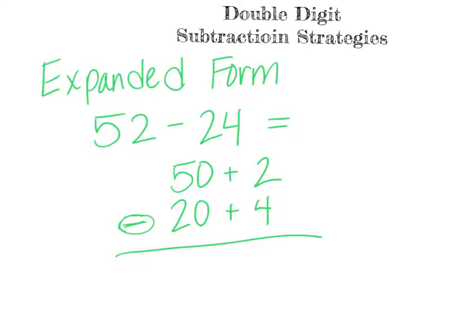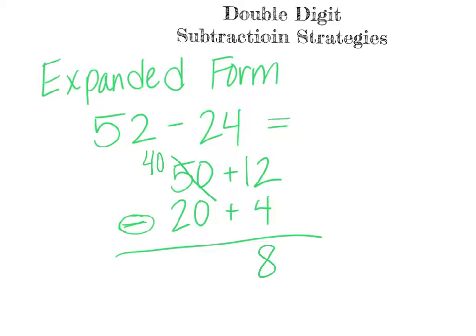So I need to cross out the 50 and I need to make it a 40. Remember, because I am regrouping. So now that I have crossed out the 50, I'm going to bring the 10 over to the ones. So the 2 now turns into a 12. Okay, so now I can subtract the ones because I have enough to take away. So can I take away 4 from 12? Yes, I can.